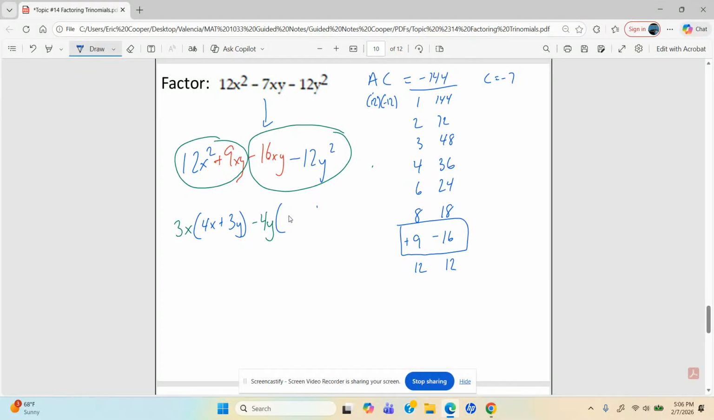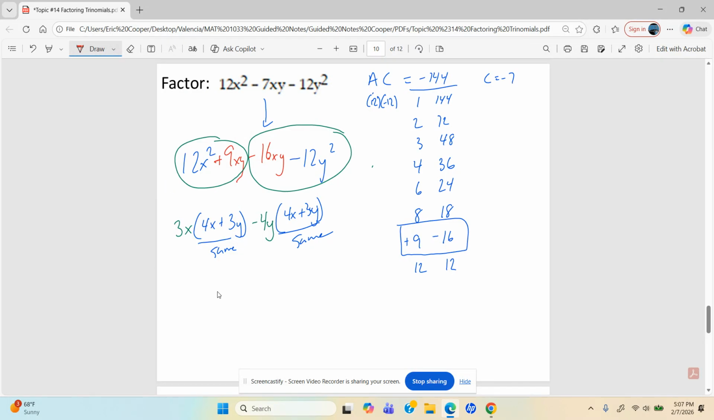Negative 16 divided by negative 4 is positive 4. The x comes down. The y's cancel out. Negative 12 divided by negative 4 is positive 3. 2 y's, I take away 1 y, and I have 1 y. Again, we got the same for our parentheses, so that's our check to make sure we did it correct. Our final answer should be 3x minus 4y, what I had on the outsides in green, 4x plus 3y, what I had on the insides in blue.